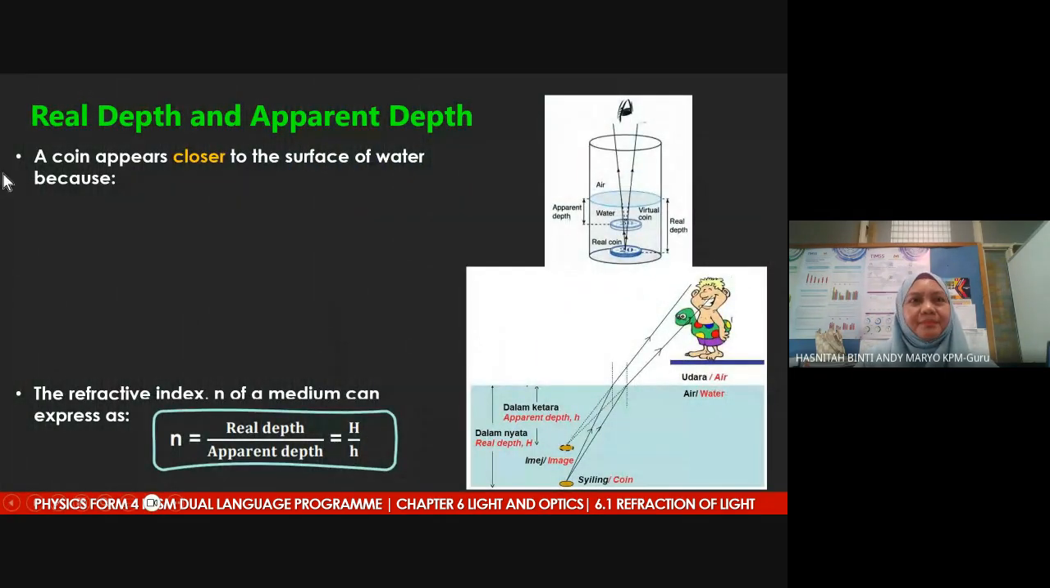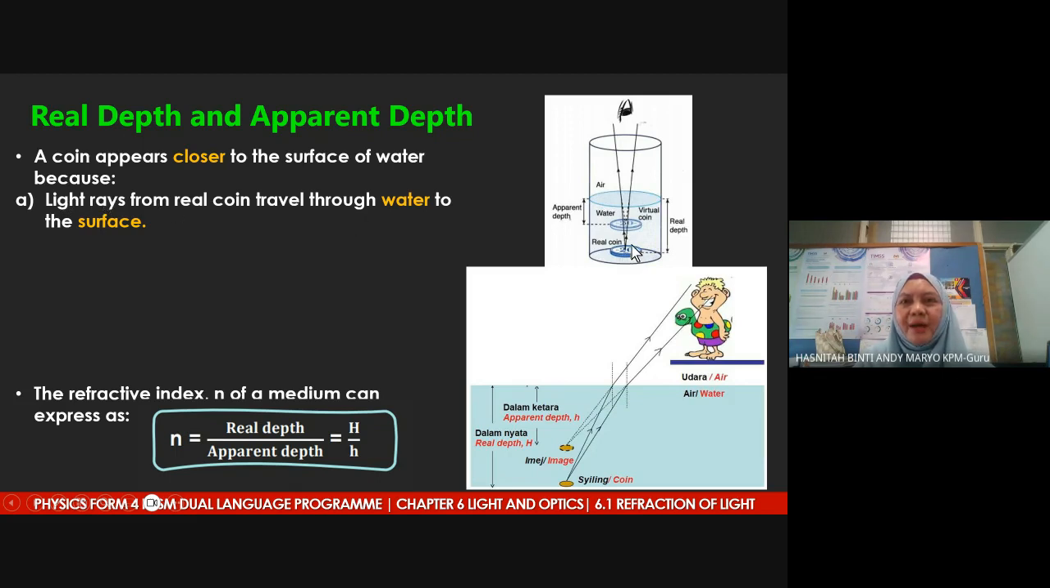As mentioned here, later also you can try, you find a coin, put it in a glass, and then you try to add water, and then you will see the coin appear to be closer to the surface compared to the original depth, or the real depth, of the coin when no water was put in the glass earlier. So in the first diagram, you can see a coin appears closer to the surface of the water. Why? This is because the light ray from the real coin down here travels through water to the surface.